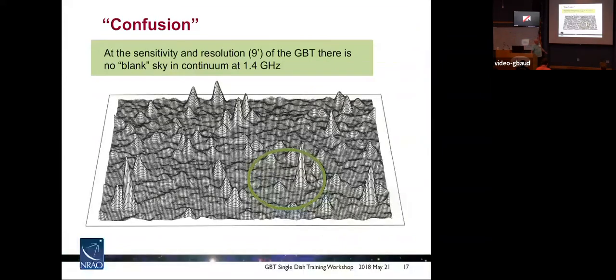So the confusion noise is just graphical. This is a pretty easy concept to understand. We have tons of tiny little radio sources over the entire sky. So there is no blank sky, and this is effectively what the GBT would look at. And this is the NRAO VLA survey. So these sources, the underlying resolution here is 45 arc-seconds with the data.